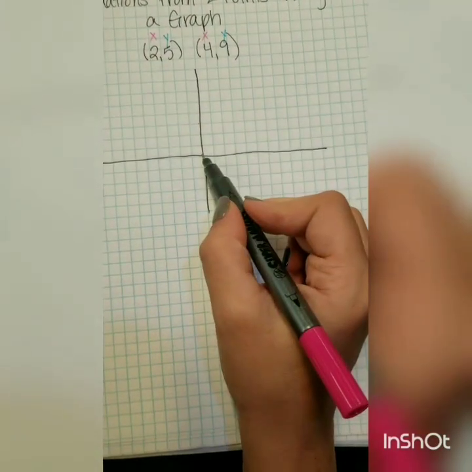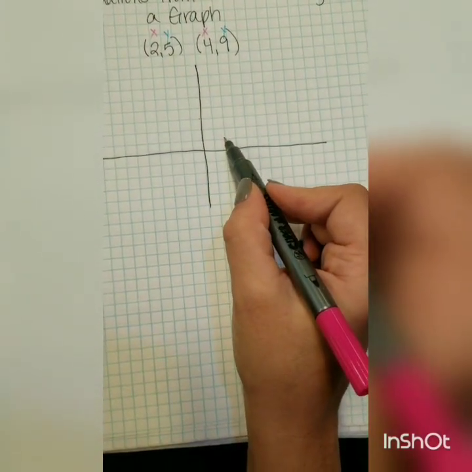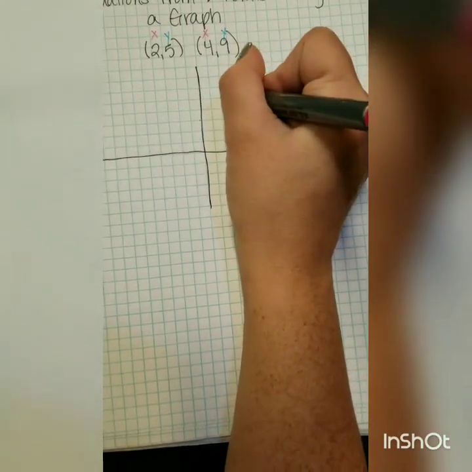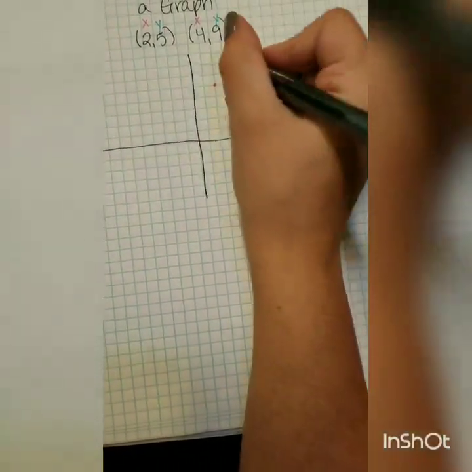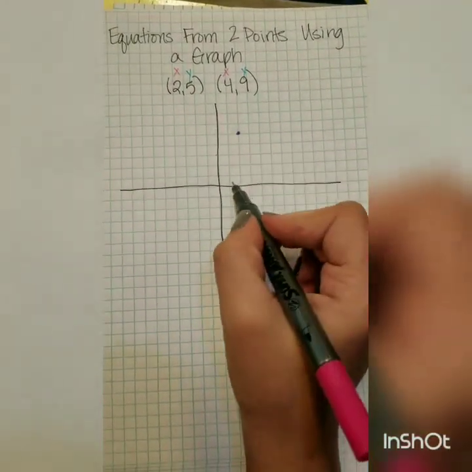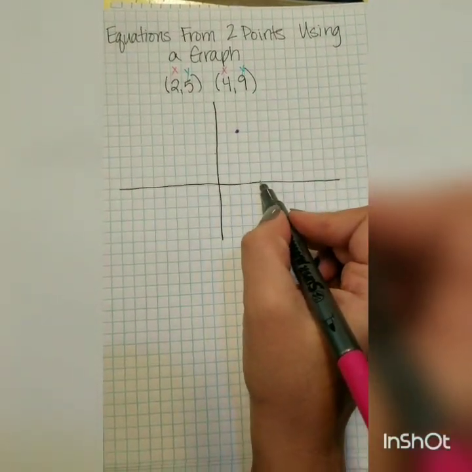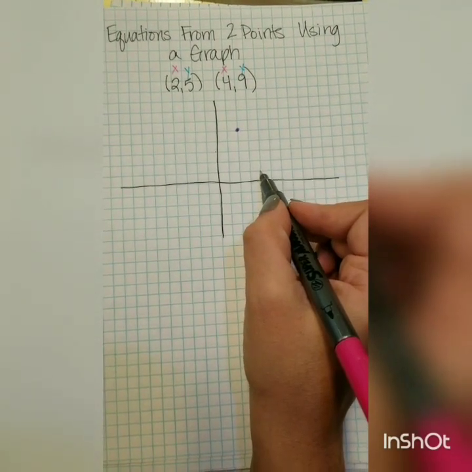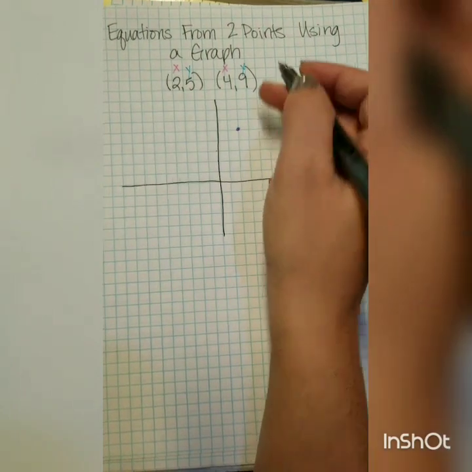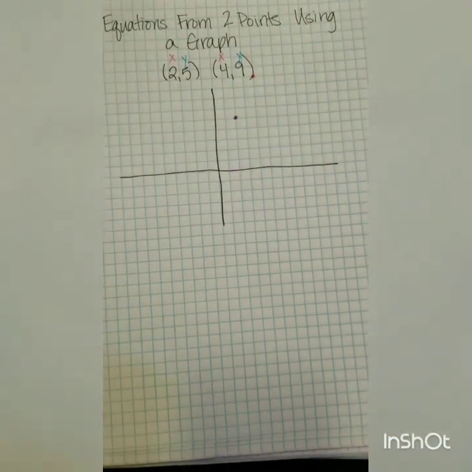So I'm going to go 2 on my x. So 1, 2, and then 5 on my y. 1, 2, 3, 4, 5. And that is my first point. And both of them go there together. And then I'm going to go 4 on my x. 1, 2, 3, 4. And 9 on my y. 1, 2, 3, 4, 5, 6, 7, 8, 9. Right up there.